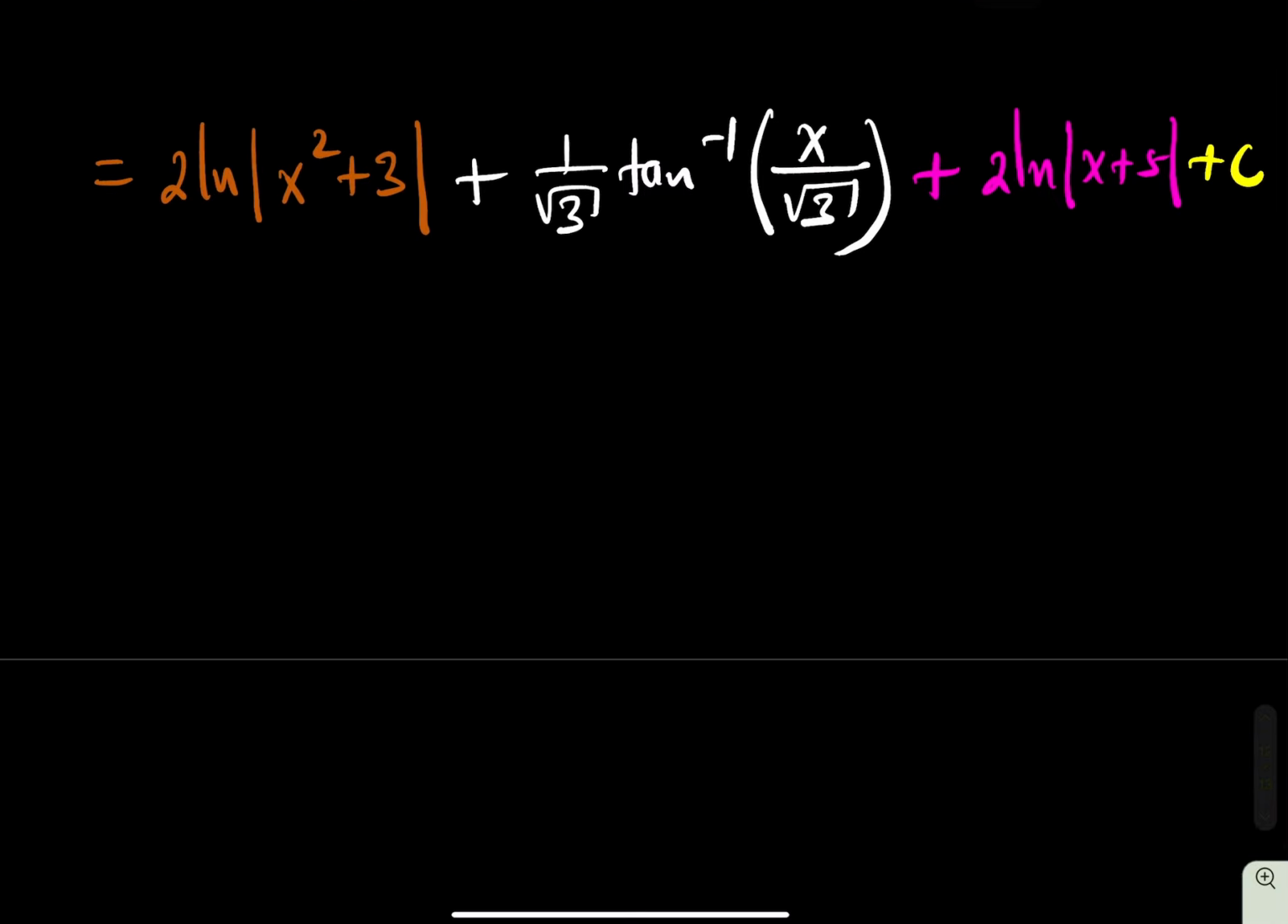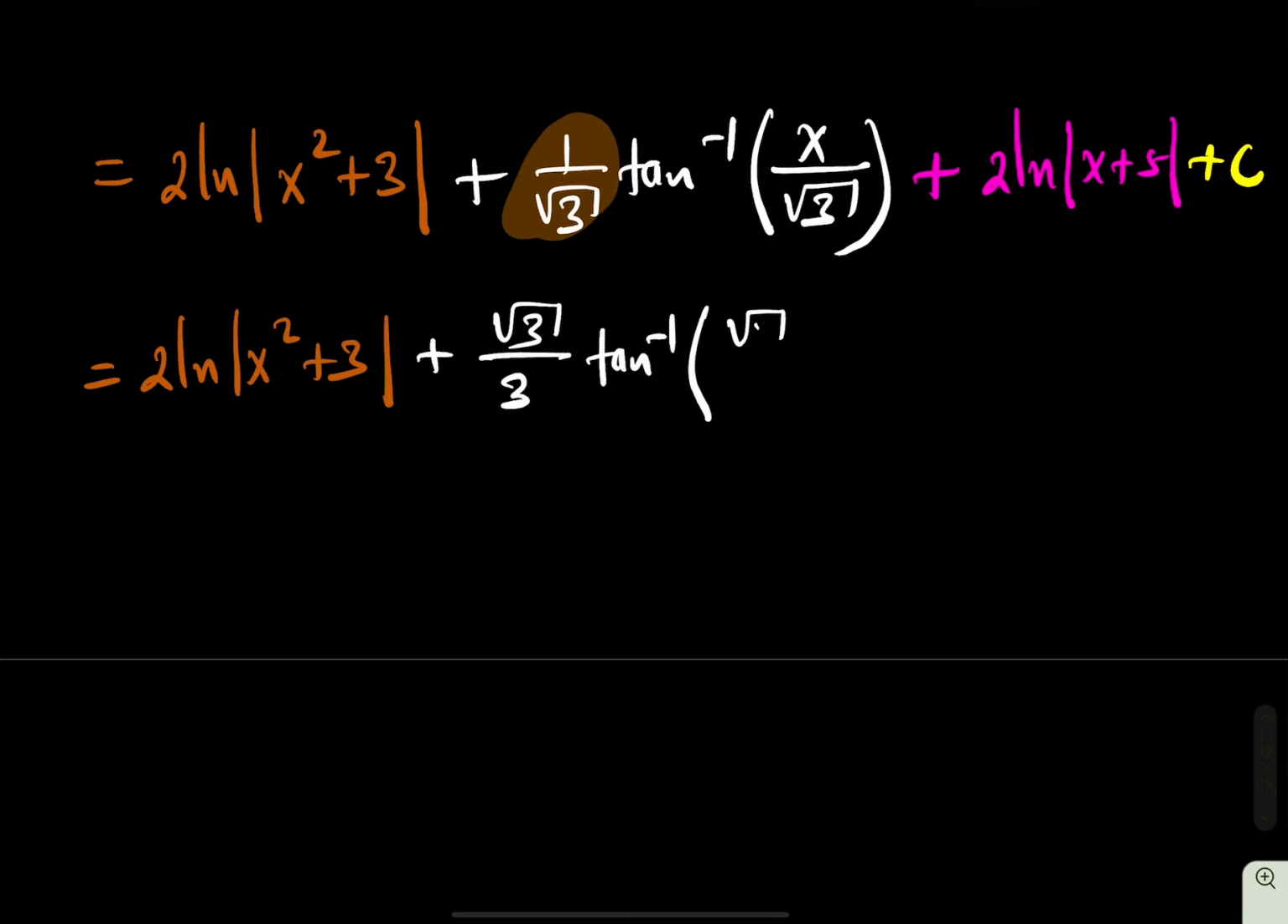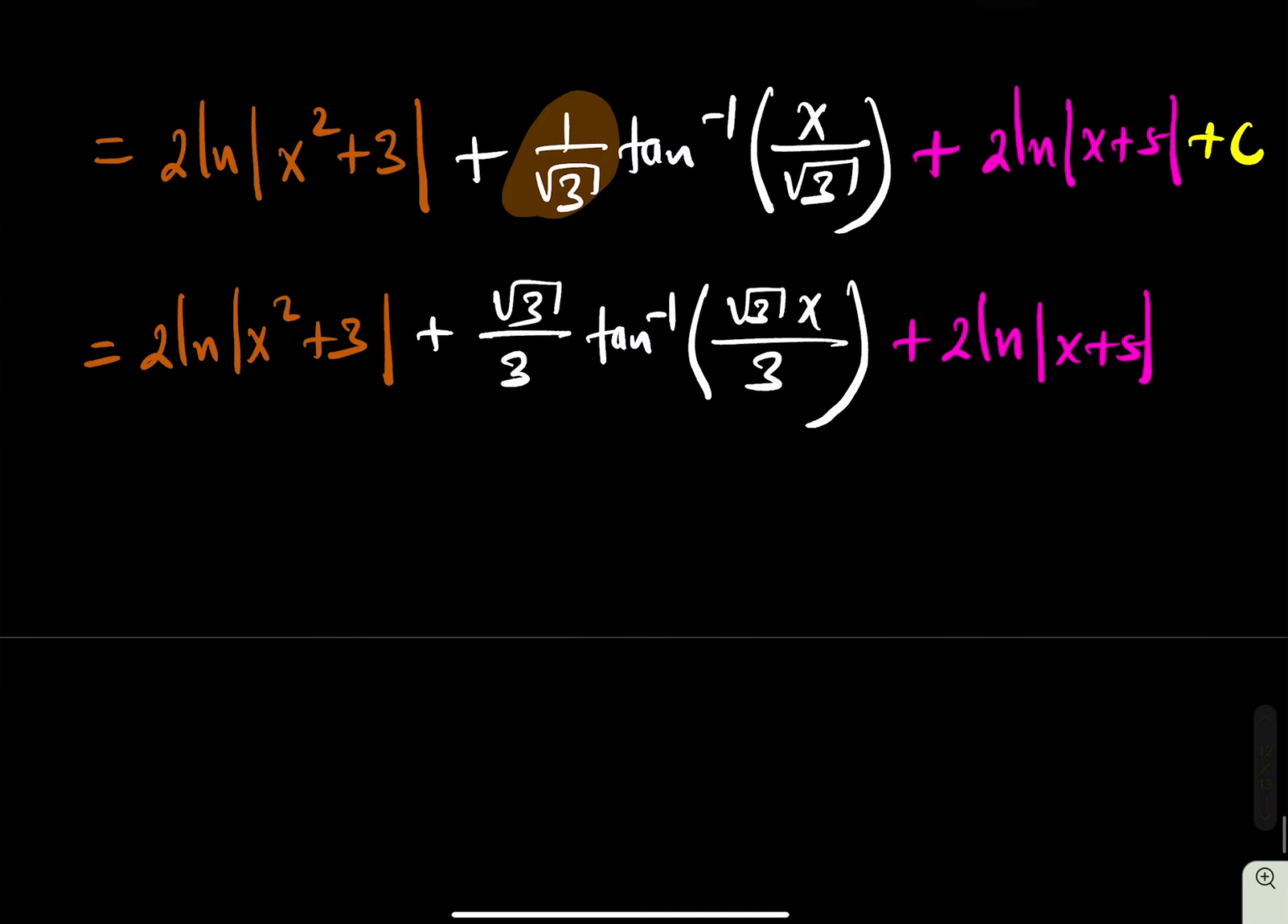And if you want to simplify it further, this should be the natural log of x squared plus 3. And then what is this number here? That number is equivalent to square root of 3 over 3. That will be the arctangent of the same stuff, which ties down to square root of 3 x over 3. It's the same thing. And then plus twice the natural log of x plus 5, and then you put a plus c.